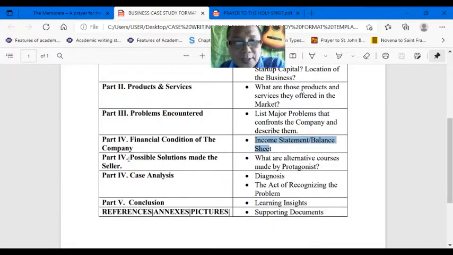Okay? So possible solutions made by the seller under problems encountered here. Why do we place solutions to the problems? Because we want the problems to be solved. What do they do? Because this would be a learning process for those undergrads. If they read your paper, wow, the company made a solution. But now you have to ask also, if you're the teacher teaching the case, you ask them, what's your solution also? Given you are the person involved, the protagonist involved in the case.